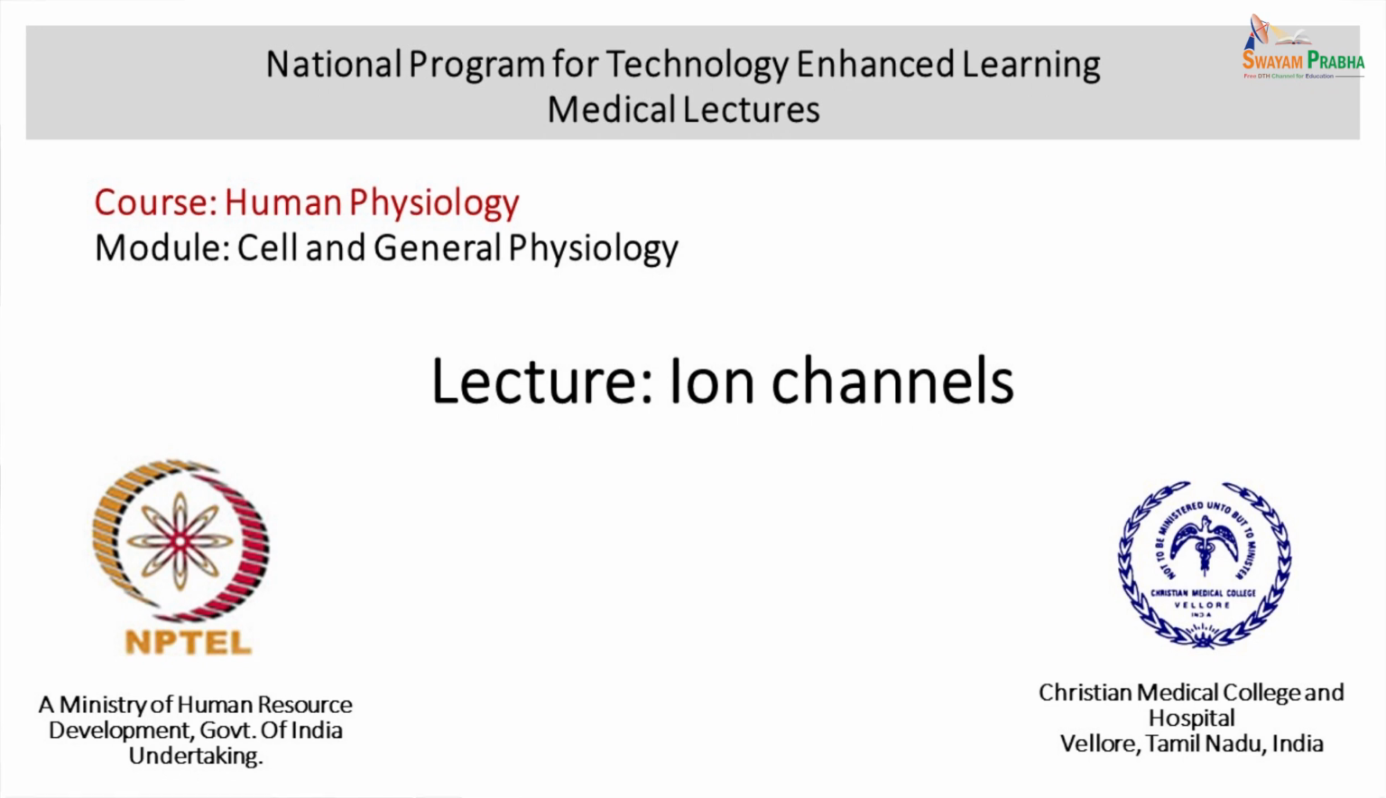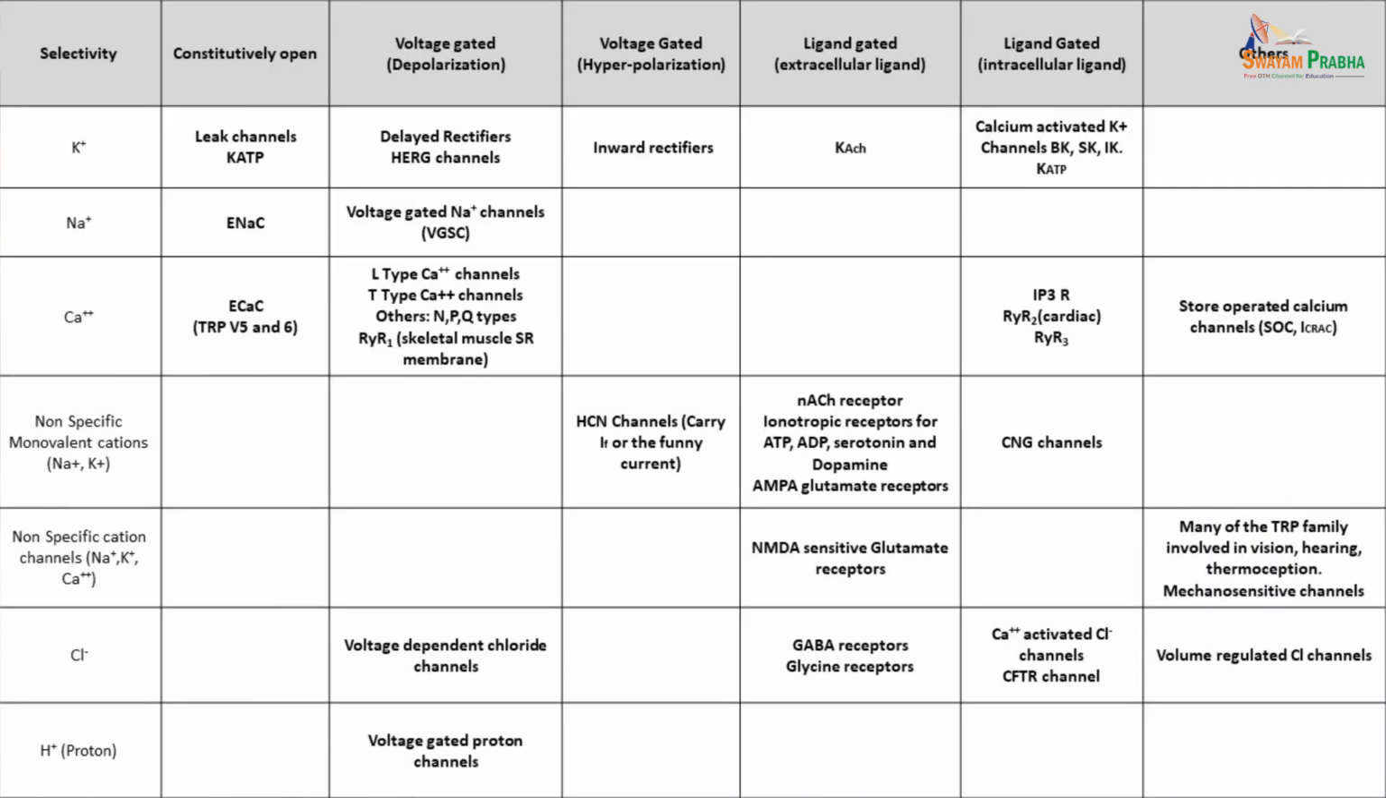So we will continue our discussion on the different ion channels that are present in the body. And in the last module, we discussed this simple tabular column, which shows the different ion channels on one axis, as well as showing the different ways in which they are gated on the other axis. So this axis shows their selectivity and this axis shows their gating.